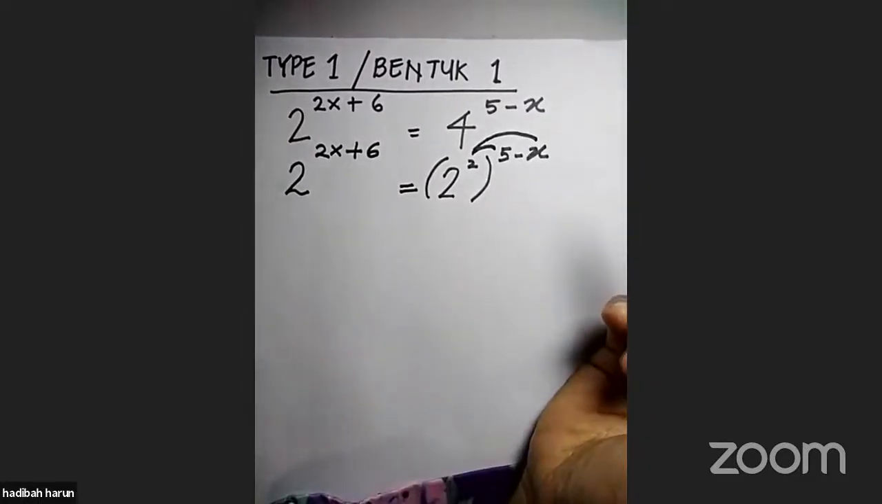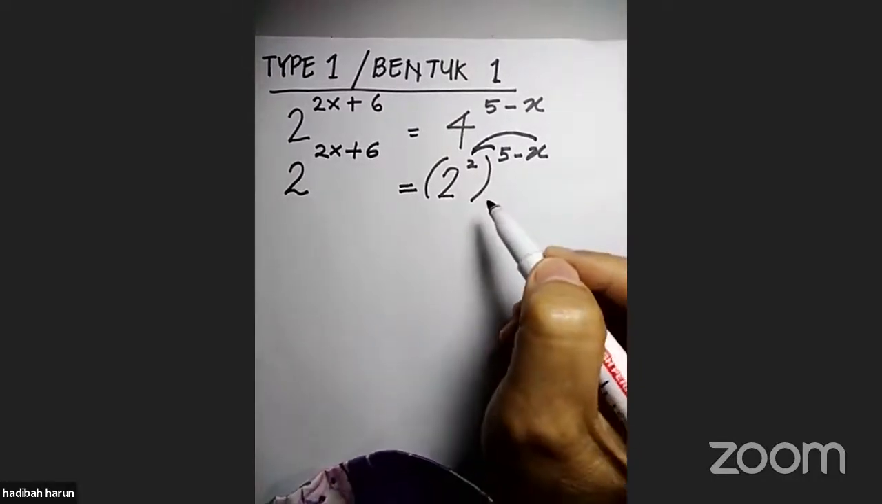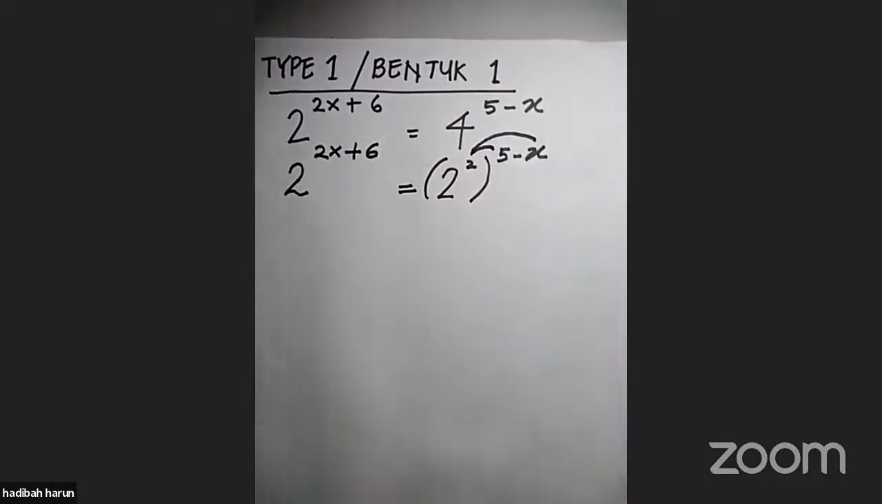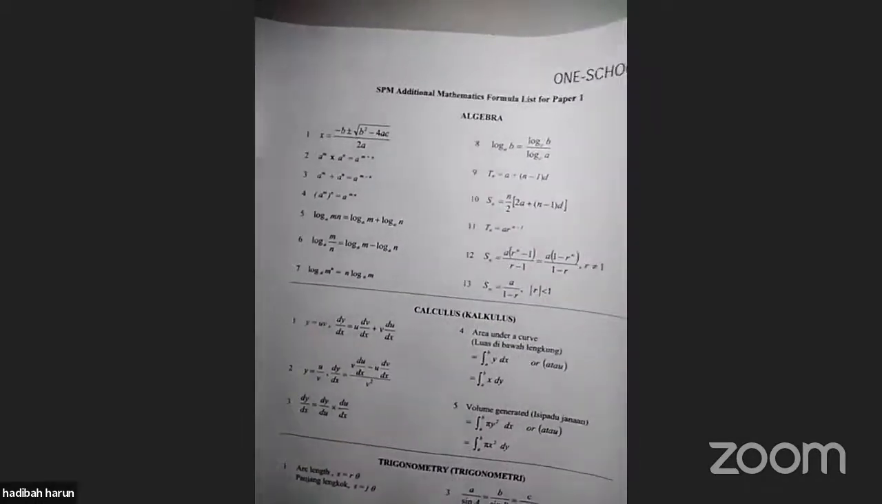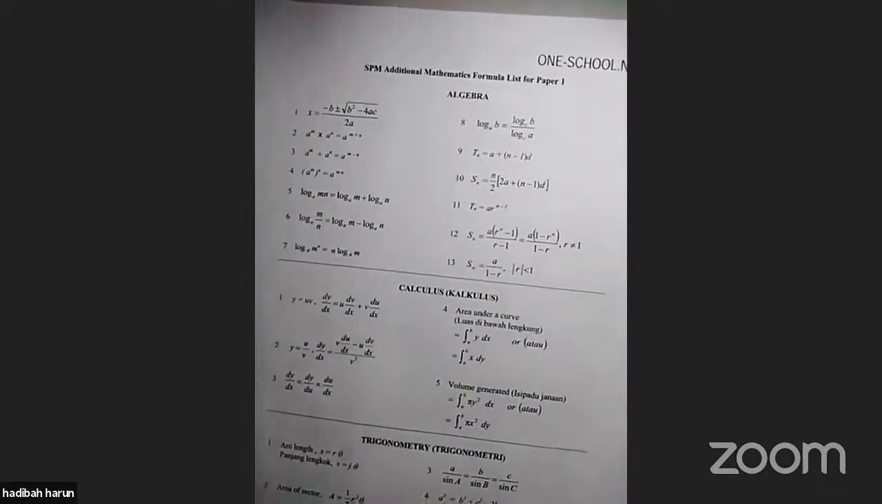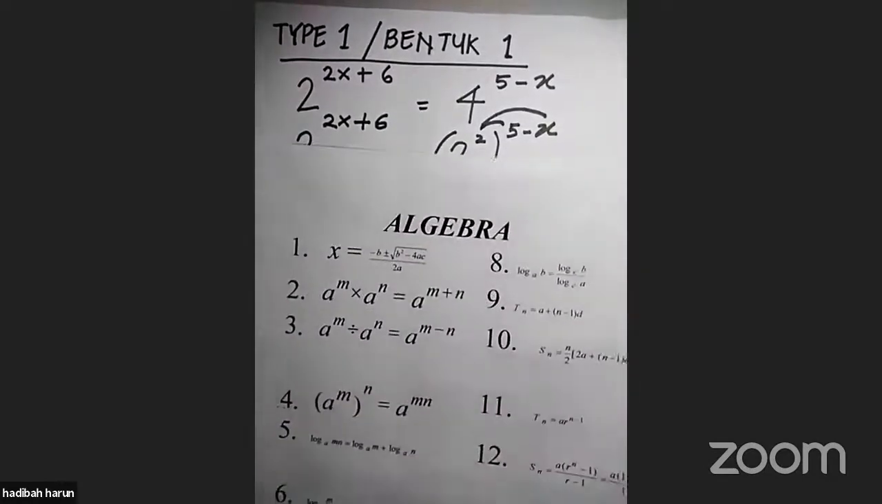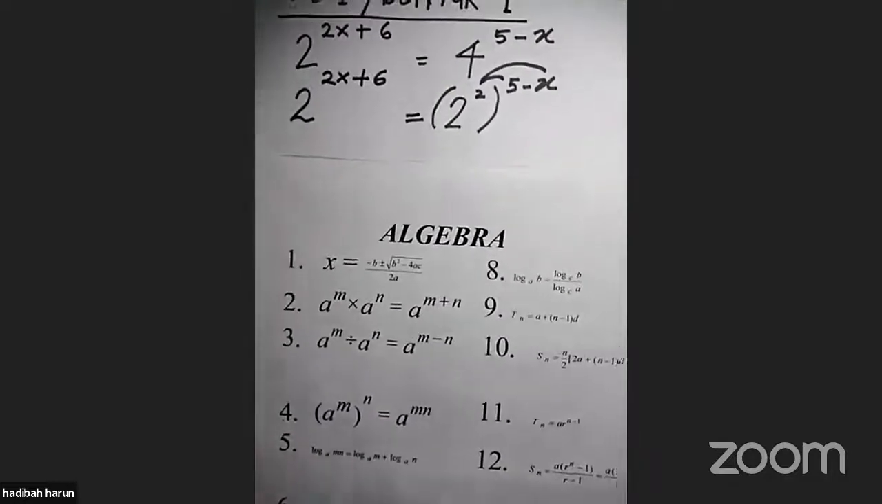You have 5 rules in indices. Ada 5 hukum indeks. Cikgu paparkan yang ini, the whole version of the SPM list of formula. It cannot be seen, it's illegible, so cikgu dah besarkan dia, for the formulae that we are going to use.